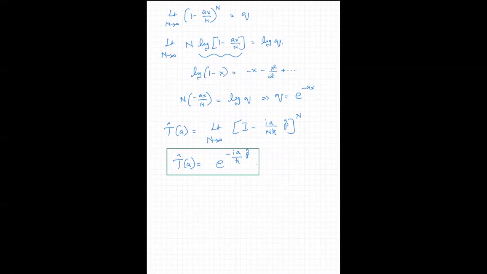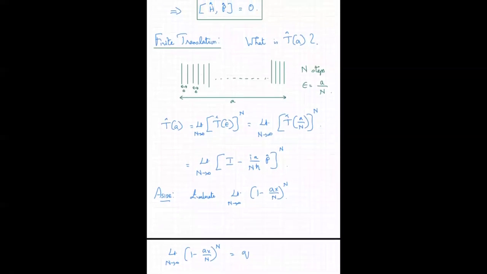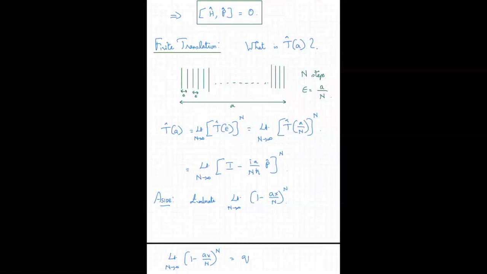Questions? Yes, please. Sir, what happens if capital N is not infinity? Capital N is not infinity. Here, capital N is something that we decide, right? So I decide how to do it. And it is not possible to just take 3 steps of epsilon and get to a finite translation, right? So that is one point.